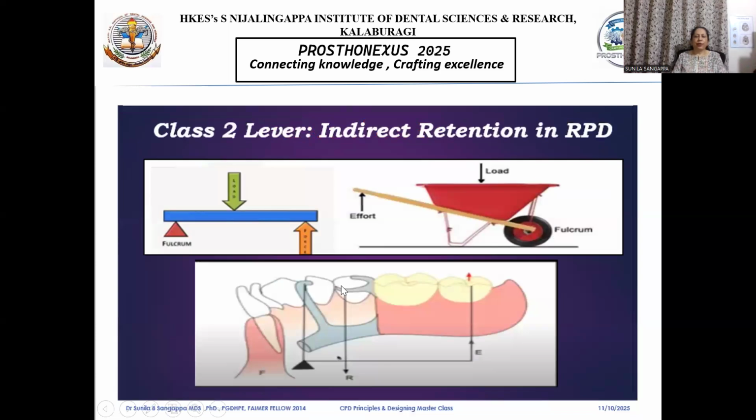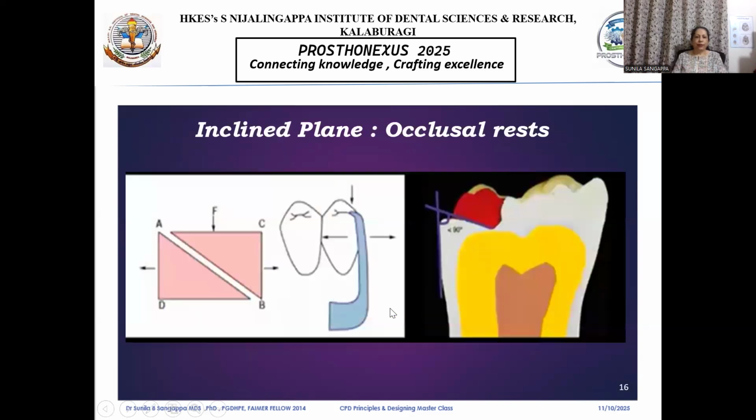Next is the class 2 lever. This is again appreciated in distal extension, and it can be related to a wheelbarrow where the fulcrum is moved towards one end. Again, on function, for example, if a patient here is biting on a sticky food, what happens? The denture lifts and the fulcrum here is as far anteriorly as possible. So what do we do to control this? We have to place an auxiliary rest such that it prevents this lifting of the denture base. So it's important for us to consider indirect retainers to counteract the class 2 lever.